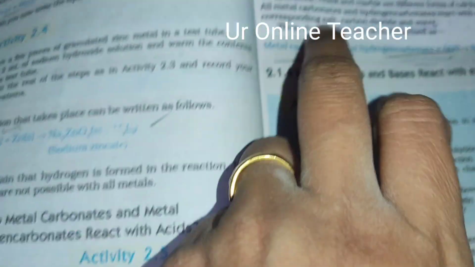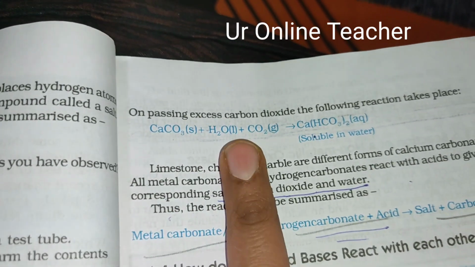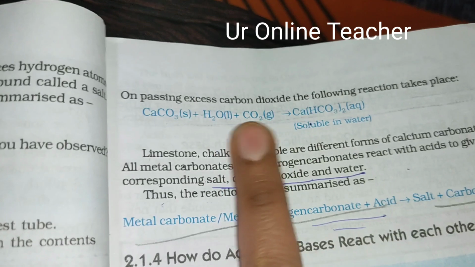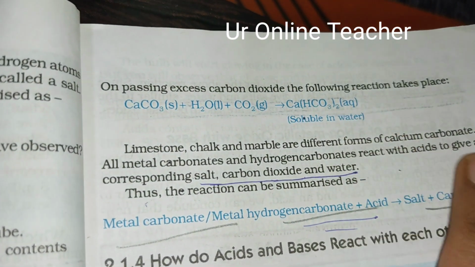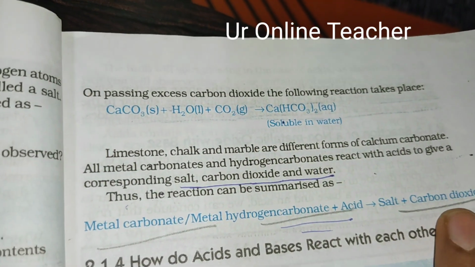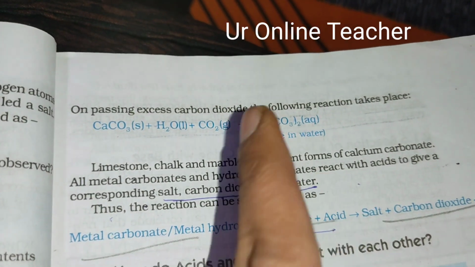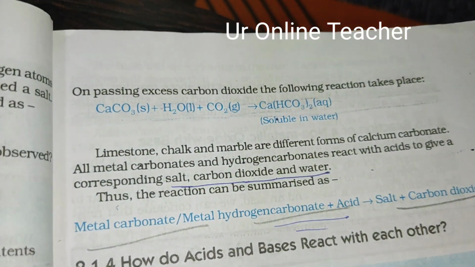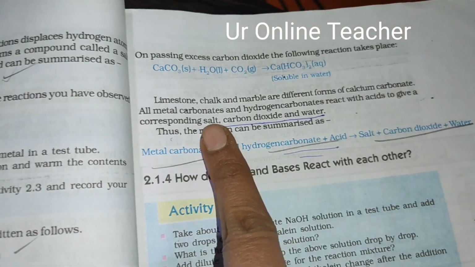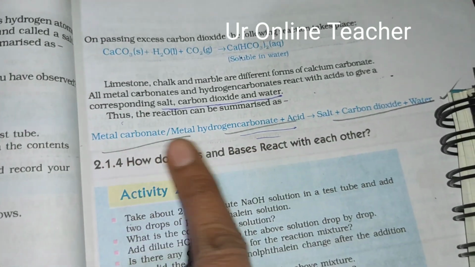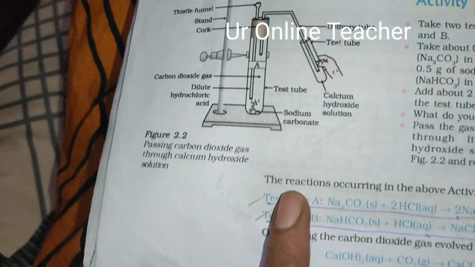When more gas is passed into it, the calcium carbonate again reacts with water and carbon dioxide, and it will form calcium bicarbonate, Ca(HCO3)2, which is aqueous and soluble in water. Limestone, chalk and marble are the different forms of this calcium carbonate. So all the metal carbonates and hydrogen carbonates react with acids to form the corresponding salt, carbon dioxide and water. I already told the general formula of this.